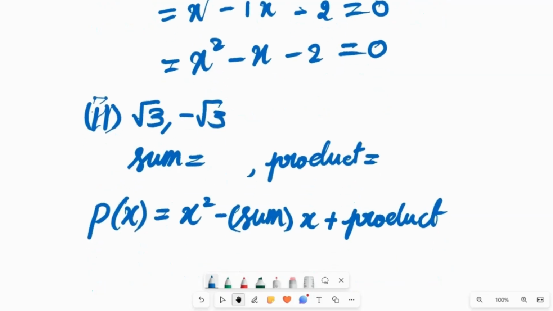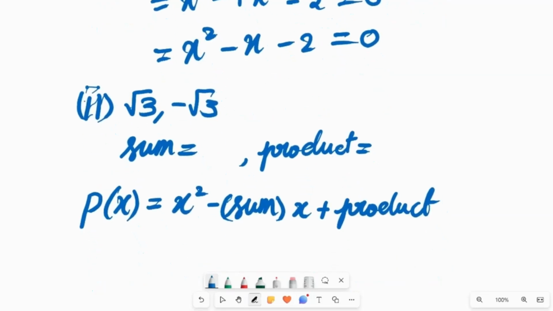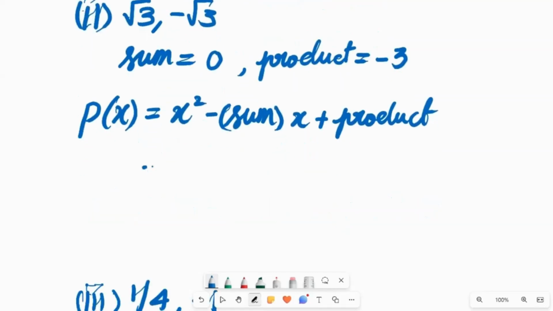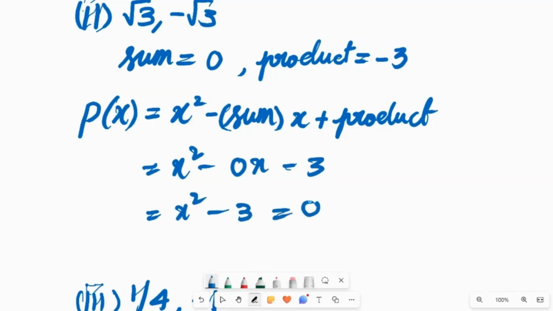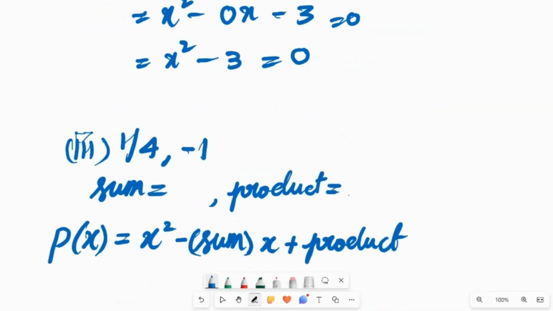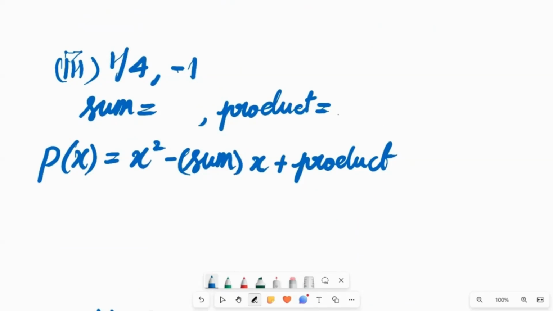Next second one we have root 3 and minus root 3. So sum would be 0. And if I multiply, plus into minus is minus and root 3 into root 3 is 3. So product would be minus 3. So the polynomial would be x² minus 0 into x minus 3, which is x² minus 3 is equal to 0.